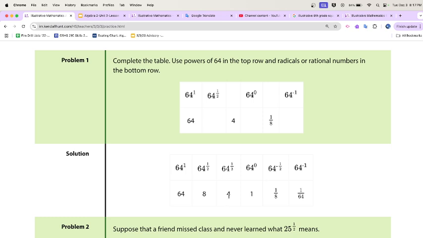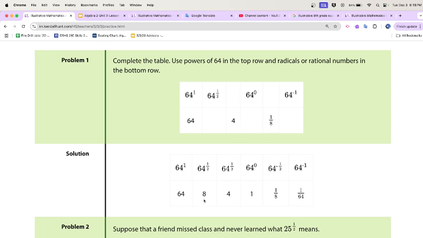times 4 times 4. So the cube root of 64, writing it like this with a 1/3 power, because they wanted you to, on the top, they didn't want you to write the cube root of 64. They wanted you to write it with a power now. Okay. And then we've got this 1/8.